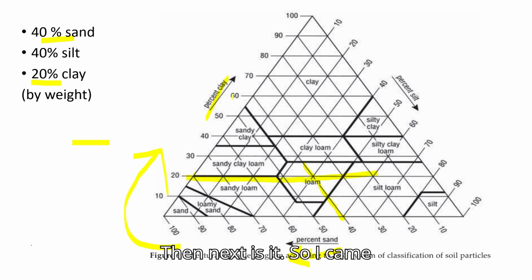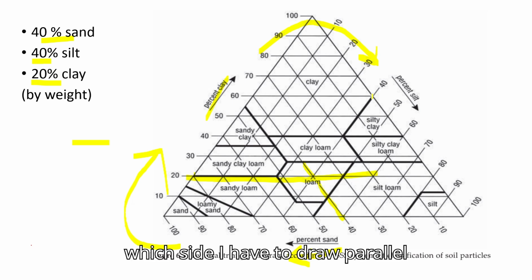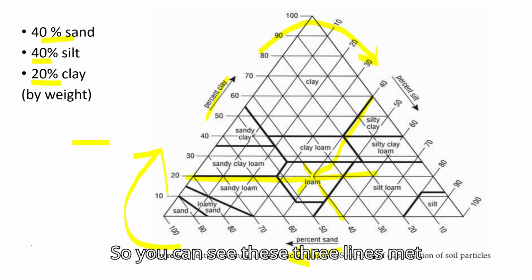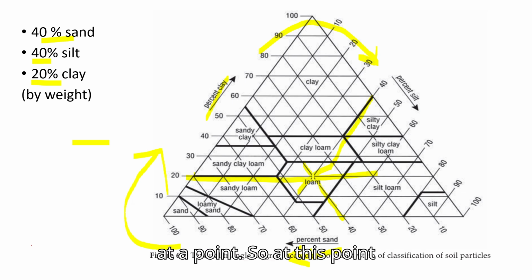Then next is silt. So I came to here. This percentage is 40%. So here it is 40. On which side do I have to draw the parallel line? Parallel to clay. So I have drawn the parallel line. You can see these three lines met at a point. At this point, what is it? It is loam. So our soil belongs to loam.